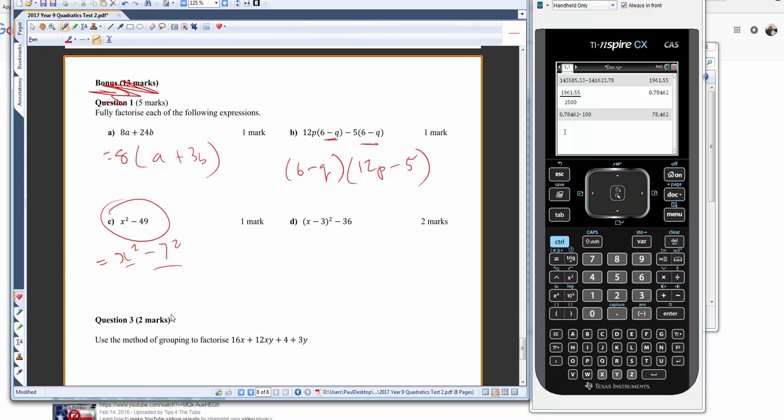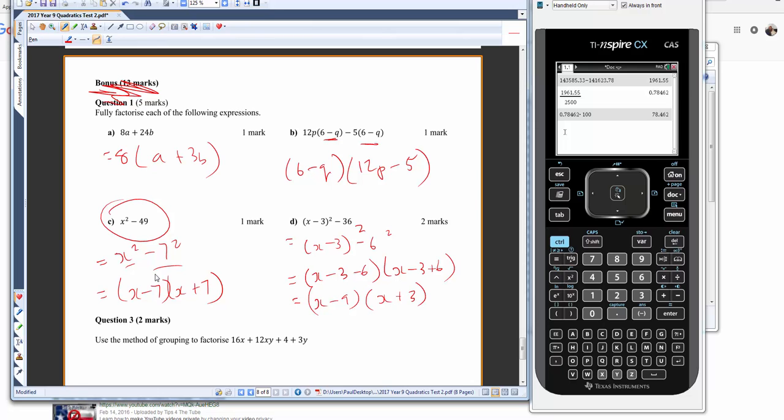And now that we've got it in difference of perfect squares form, it's easy to just send it over to factorised form. This is also DOPS, so we're going to rewrite this as x take 3 take 6 squared. And now that it's like this, we're going to say this is x take 3 take 6, x take 3 plus 6, which is x take 9, x plus 3.